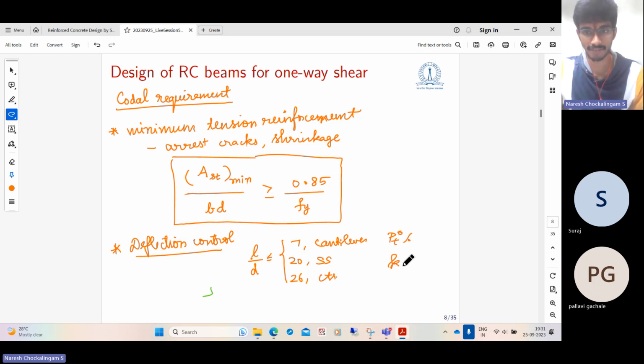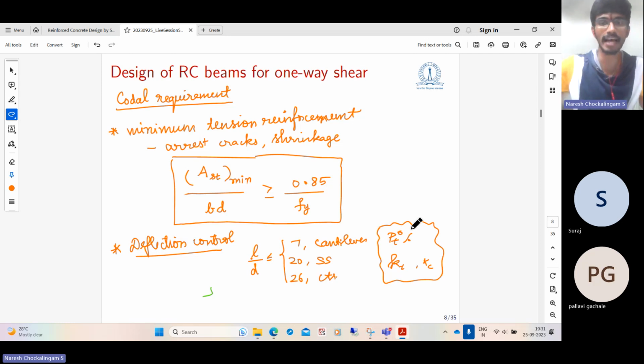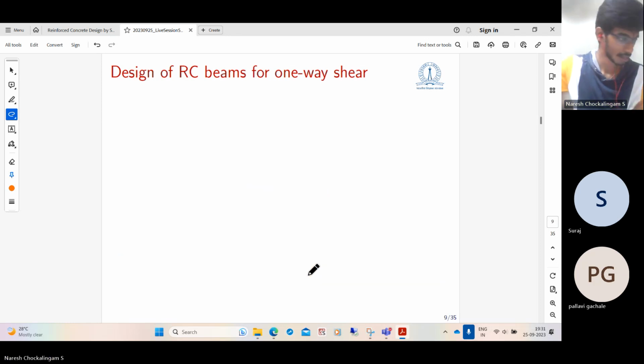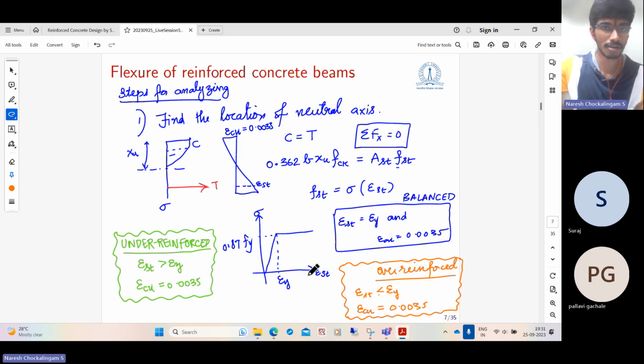There are some modification factors, KT and KC, and that will allow some increase in this, because with reinforcement the deflection is better controlled. But those you may not need very much from a GATE point of view, because these require certain tables and graphs to calculate. So this is enough for solving problems in GATE. Mostly this should be enough. So that's all about the analysis and design of reinforced concrete beams for flexure.